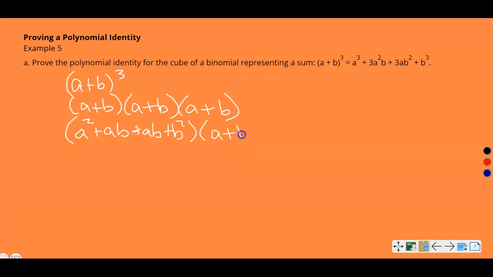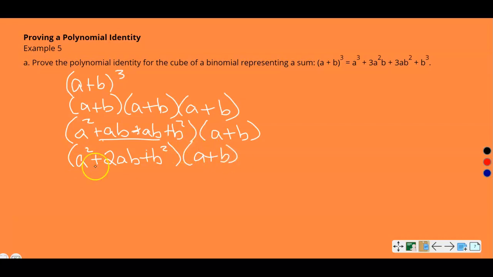And we're going to bring down the last binomial as well because we haven't used it yet. Now, before we move on, let's go ahead and combine like terms. We've got a squared, we've got ab, and we've got another ab. So that's the same as plus 2ab plus b squared. That just gives us one less term to multiply by when we start multiplying by this last binomial.